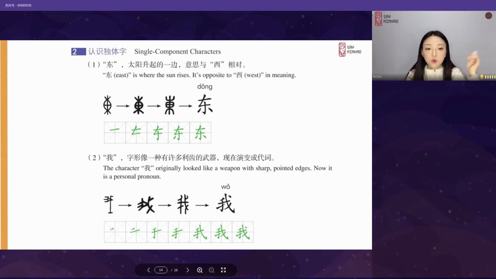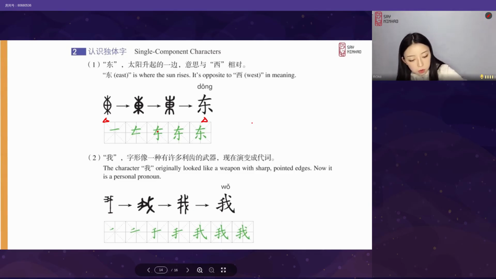First one is 东, which means the east, opposite to the west. It actually means where the sun rises at the ancient time, and now it means the east. The east. Let's see the order of writing the strokes.